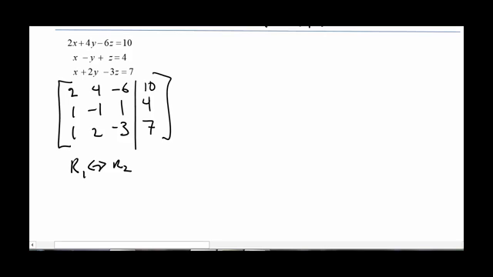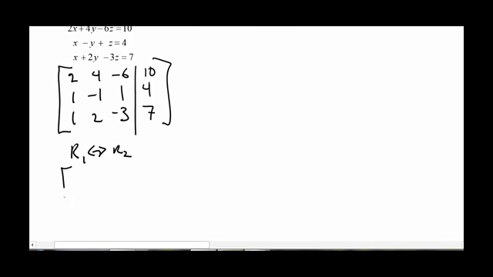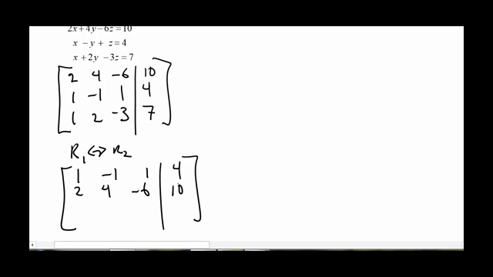And I'm going to scroll down here. So 1, negative 1, 1, and 4, 2, 4, negative 6, and 10. Okay, and then row 3 I did not mess with, so I'm just going to bring it down. Okay, so now my goal is to get zeros underneath my 1, the top one.